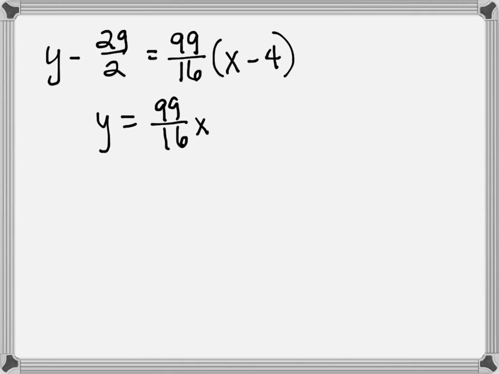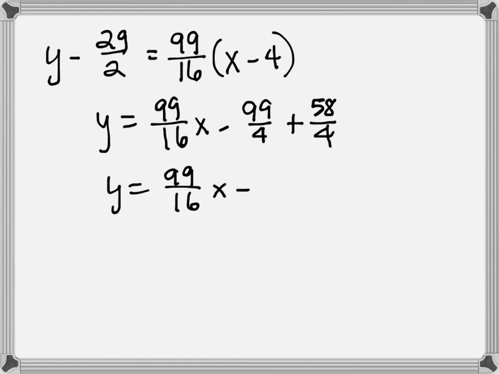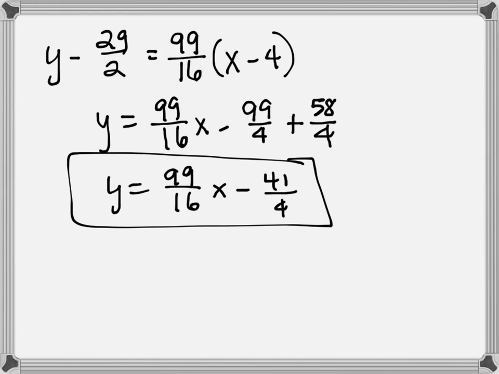Well, the 99 over 16 multiplied by 4 is just going to reduce the denominator, right? You're going to get 99 over 4. So you're going to have negative 99 over 4. And then you're going to have plus 29 over 2. But 29 over 2 would be what over 4? 58 over 4. And then you can add those two fractions together. So 99 over 16x, and it will be minus what? 41 over 4. So there's your equation of your line. What do you think? It's okay?